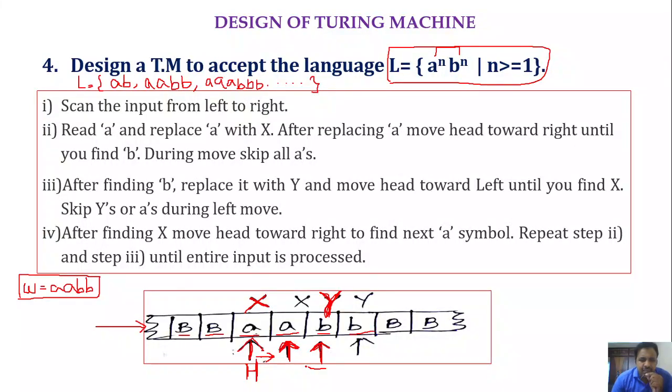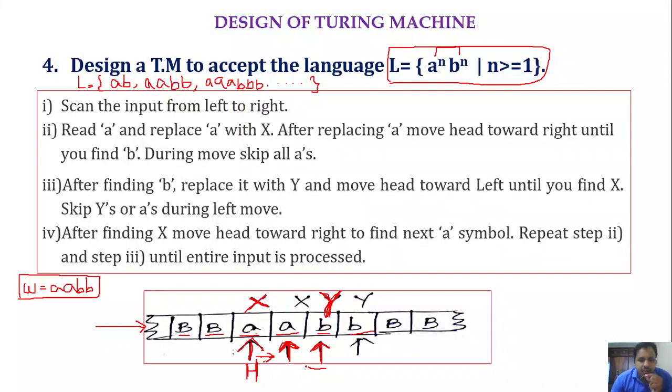So what it means is, the moment I find the a, I replace that a with x and move the head towards the right. I was moving towards the right because I was searching for its matching b. The moment I got the matching b, I replaced that b with the y character. So for a corresponding a symbol, we have matched the corresponding b and replaced that b with y. Here we are matching the a symbol with respect to the b symbol.